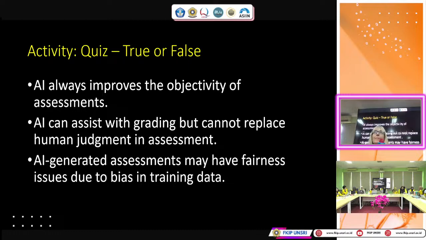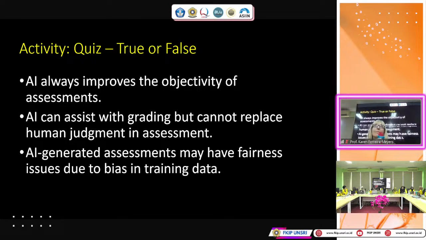It's only two options, right? It should be 50-50. No, there's no option for neutral.